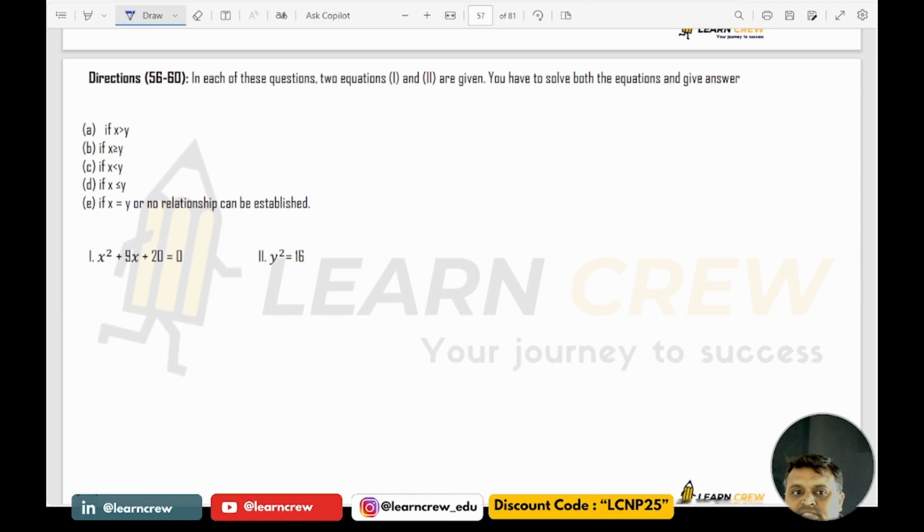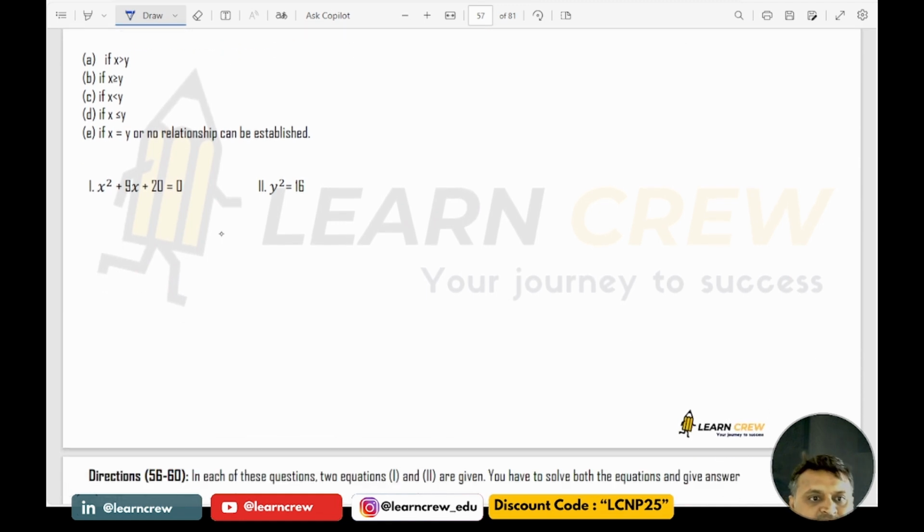Next question based on quadratic equations are given. So it is 5, 4. So you can say x is minus 4 comma minus 5 and y is equal to plus or minus 4. So you can say definitely minus 4 is equal to minus 4, minus 4 less than 4, minus 5 less than plus or minus 4 as well. So you can say x less than or equal to y. So the answer would be option D.